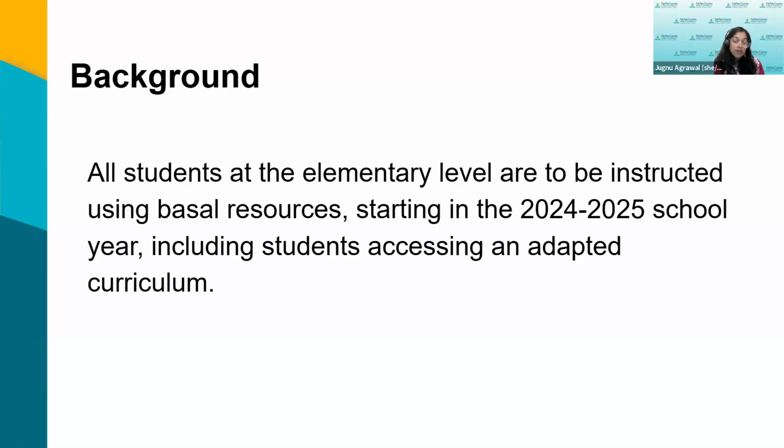This means that all students at the elementary level are to be instructed using basal resources as well as reading intervention as appropriate, starting in the 24-25 school year, including students who access an adapted curriculum. Students who access an adapted curriculum are those students who meet the state's definition of students with most significant cognitive disability and who are or will be participating in the Virginia Alternate Assessment Program. These students may be receiving instruction in a variety of settings, including intellectual disabilities, severe intellectual disabilities, or enhanced autism classrooms.